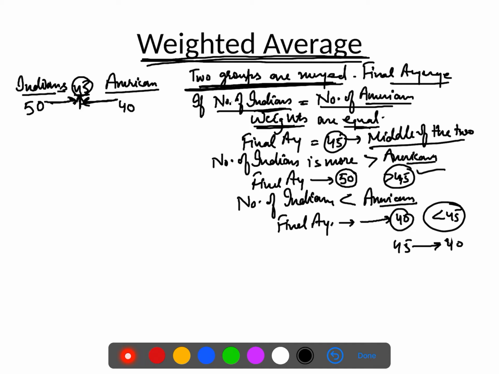Okay, same weights, same number of people on both the sides, the average will be exact midpoint, otherwise it will shift towards the heavier pan. So let's take one example here. 50 is the number of Indians, 40 is the number of Americans. Let's say after clubbing, it's given in the question that the final average becomes 48. Okay, after clubbing the groups, this is the final average.